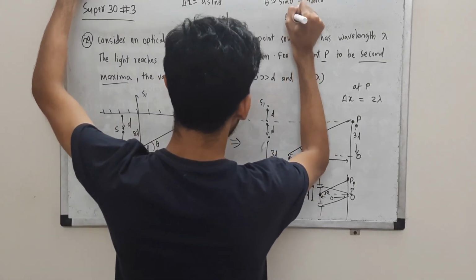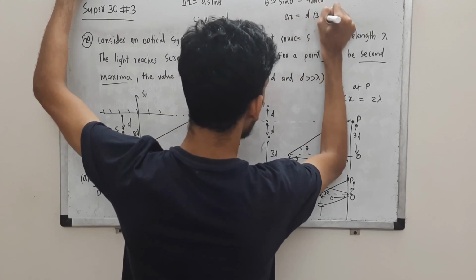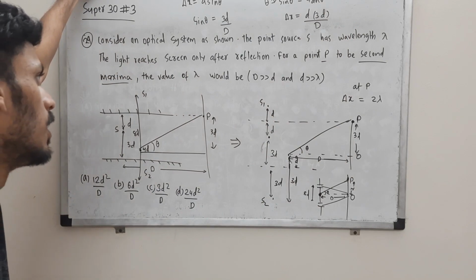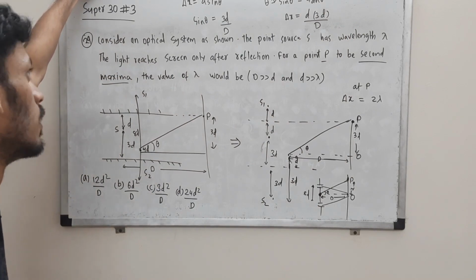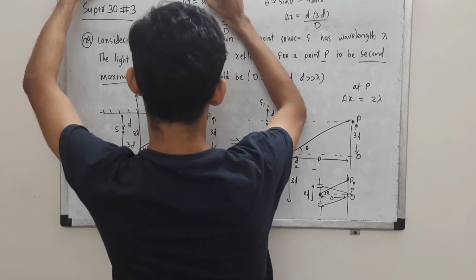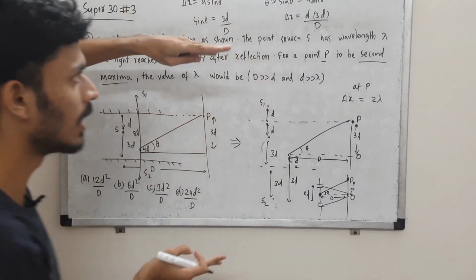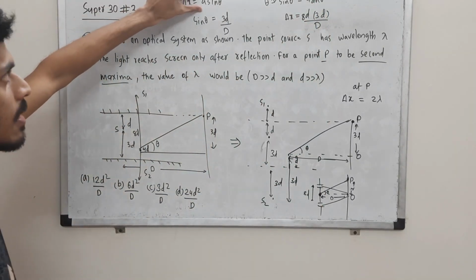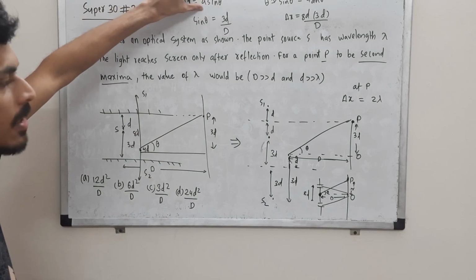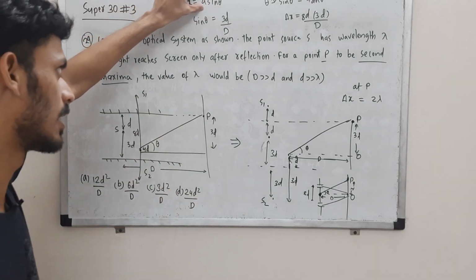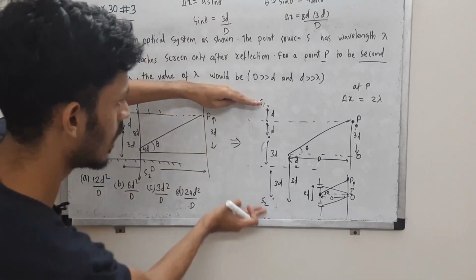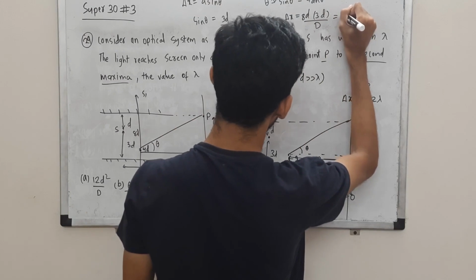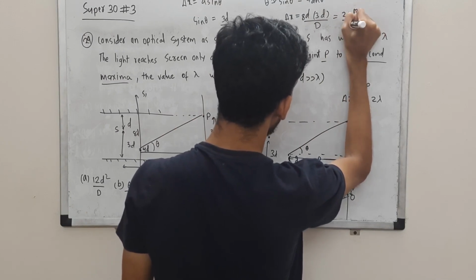Here, delta x will be d sine theta, d into 3D divided by capital D. This d is d dash, the difference between the slits. In our case it is 8d. I hope you are not confused. Delta x is equal to d sine theta, where d is the difference between the slits, so it will be 8d. S1 and S2, what is the difference? 8d. So here we get delta x as 24 d square by capital D.